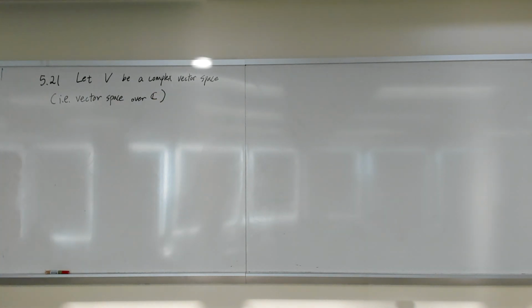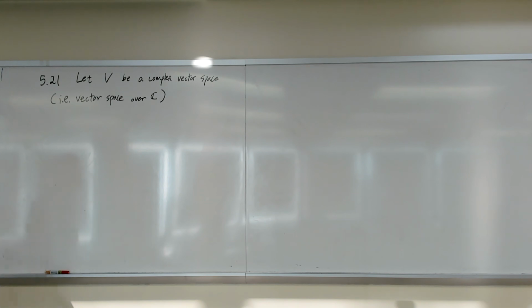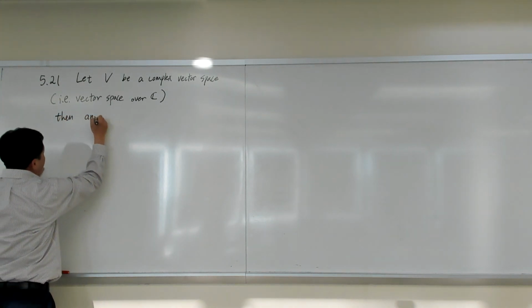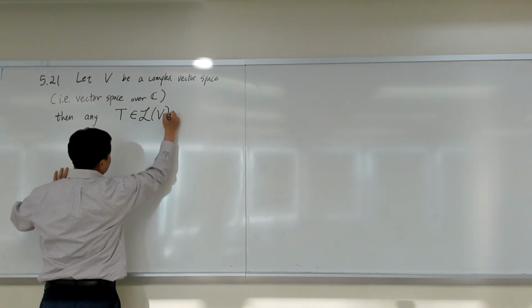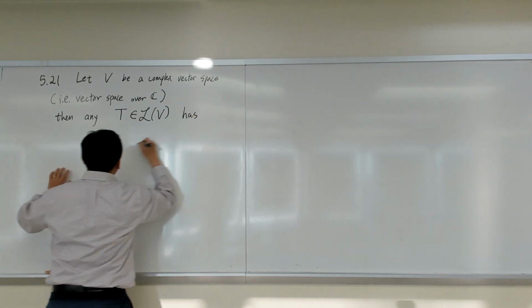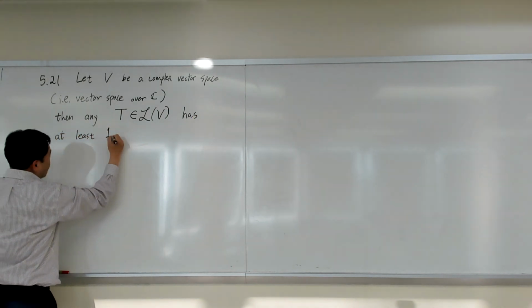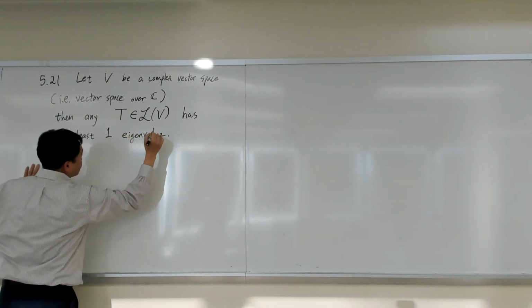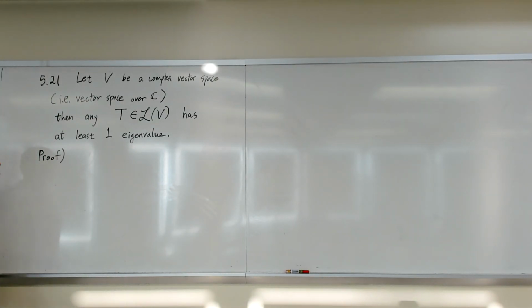Okay, so in 5.21, let V be a complex vector space. In other words, it's a vector space over the complex numbers C. Then any T that's an operator on V has at least one eigenvalue. All right, so here's an interesting proof. I think this proof is pretty neat.